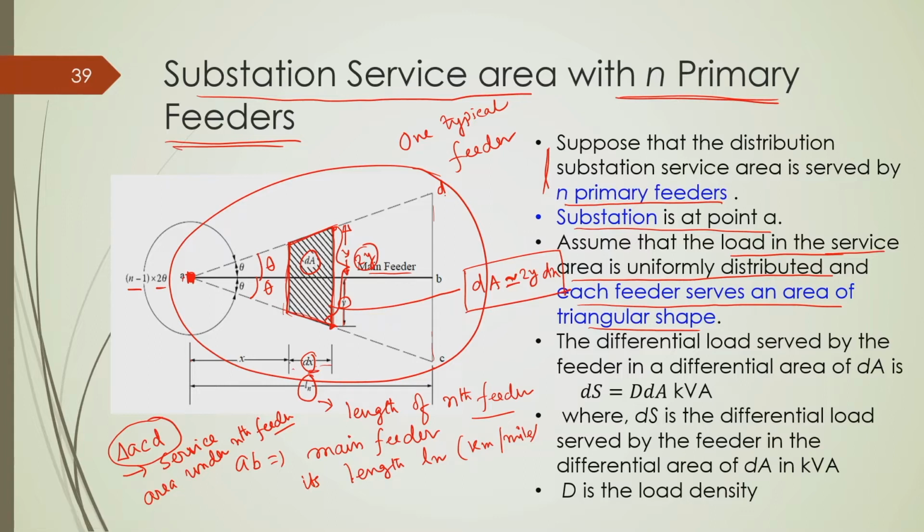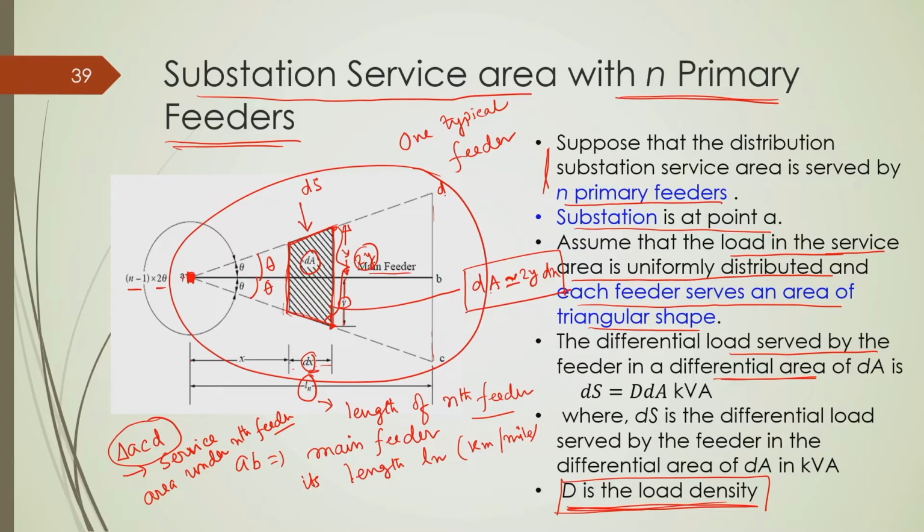Now, what would be the load that is served by this infinitely small service area? This will of course be this area dA multiplied by the load density, and load density is assumed to be capital D. So, the load which is served by this particular area will be equal to, and this load is represented with a symbol capital S.